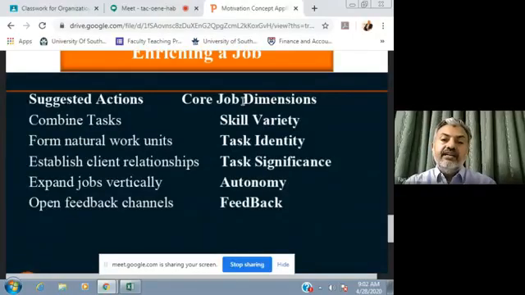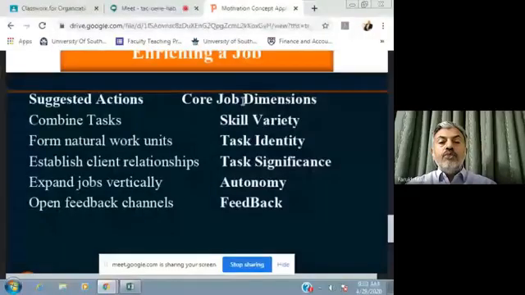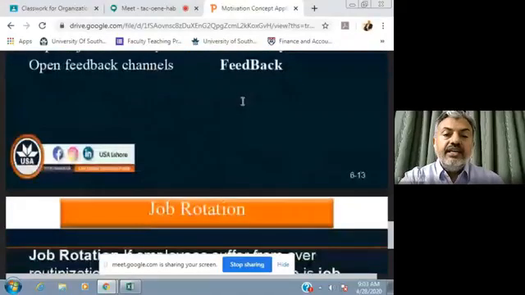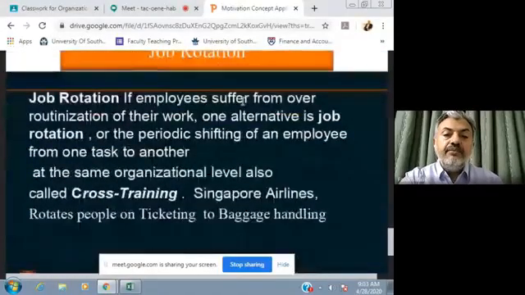And if you establish client relationships, it will enrich your job, plus it will make long-term loyal clients, customers for your organization, which is a healthy thing for your organization as well. Then the jobs should expand vertically, and you should be open to feedback channels so that your employees keep getting feedback and they remain motivated.